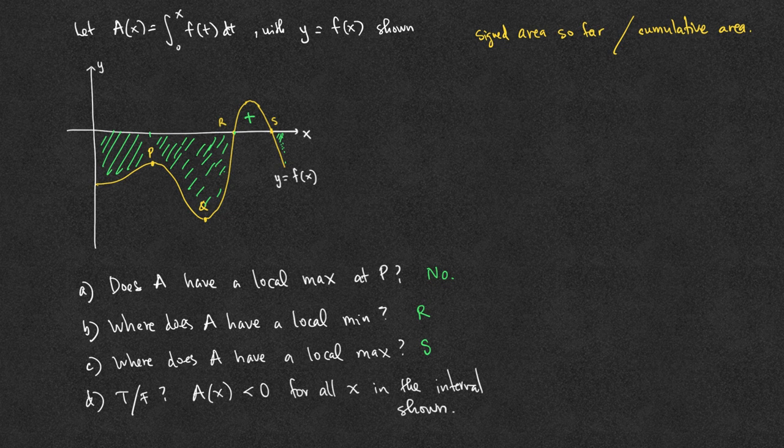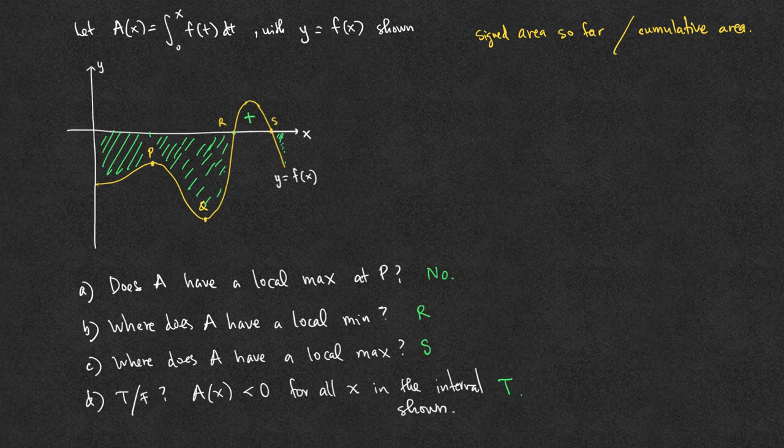And so for part D, true or false, A of x is negative for all x. This is true because most of these areas are negative. We had a chance to add the positive area, but this area does not even compensate for this large negative area. Up to the point R, A is negative, but it only adds a tiny positive, so A will never be positive. And so this is true: A of x is less than 0 for all x.